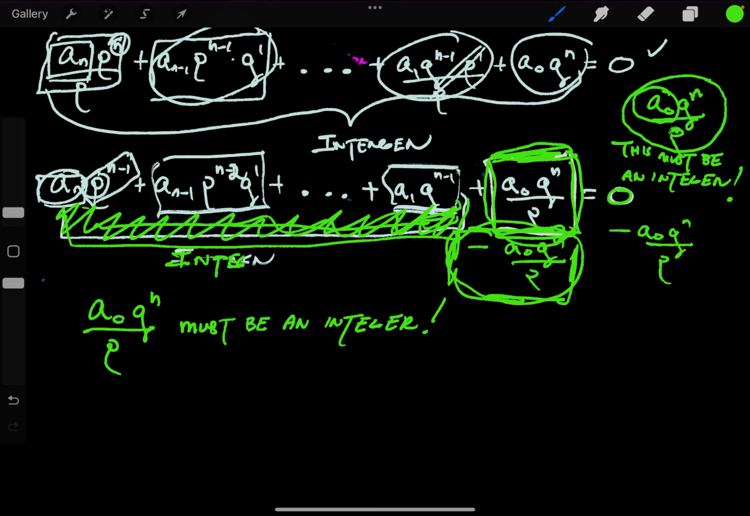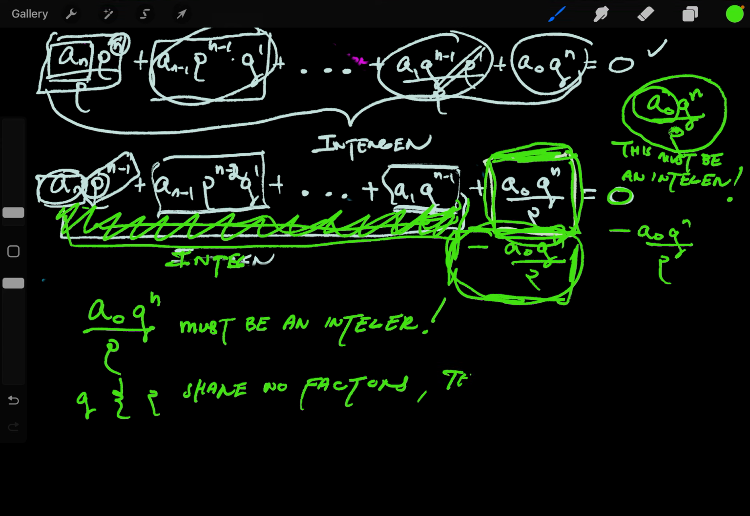Now, since this must be an integer, q and p share no factors. From what we're given, that p over q share no factors, this implies that q to the n and p share no factors.